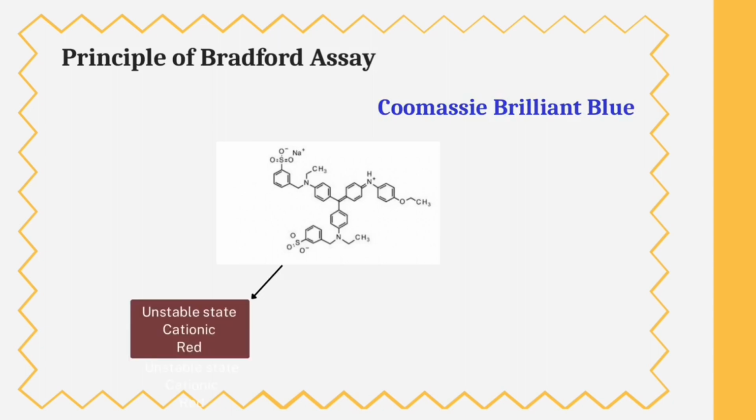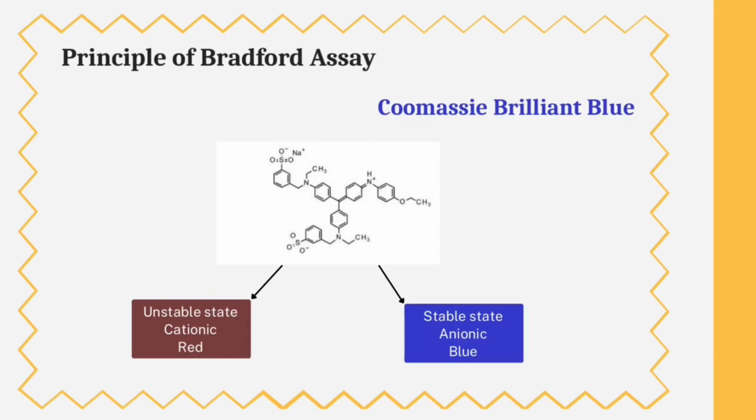The first is the unstable state, which is the cationic. The second is the stable state, which is the anionic. The very special thing about Coomassie brilliant blue is that the two states don't have the same color. The unstable state is reddish to brownish, like the color you're seeing here, and the stable state is bluish like the color you're seeing here. So, this is the character we use for the Bradford assay.